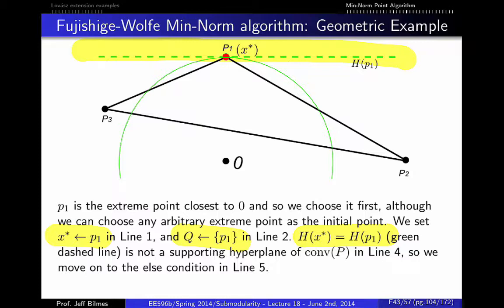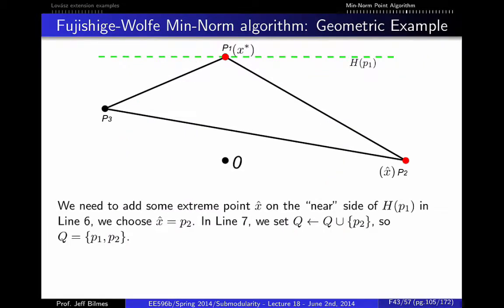So we move on to the else condition in line 5, right? So line 4 ended up being false. We move on to line 5. So we need to choose another point. And we need to choose a point x hat in line 6 that's on the near side of h of P1. And let's choose P2, which is this guy down there. Okay. And so then in line 7, we augment Q. And so now Q is equal to P1 and P2.